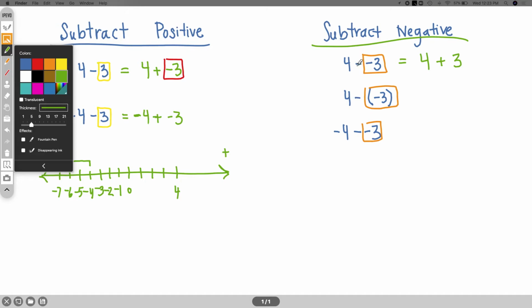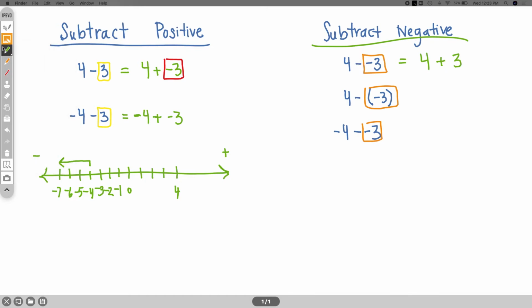Two negatives next to each other like that, that's just plus. Pretty easy rule. Pretty helpful too, because we don't have to get scared or worried about these two minuses there. All that is is 4 plus 3. And in the last numerical expression here, it would be negative 4 plus 3.